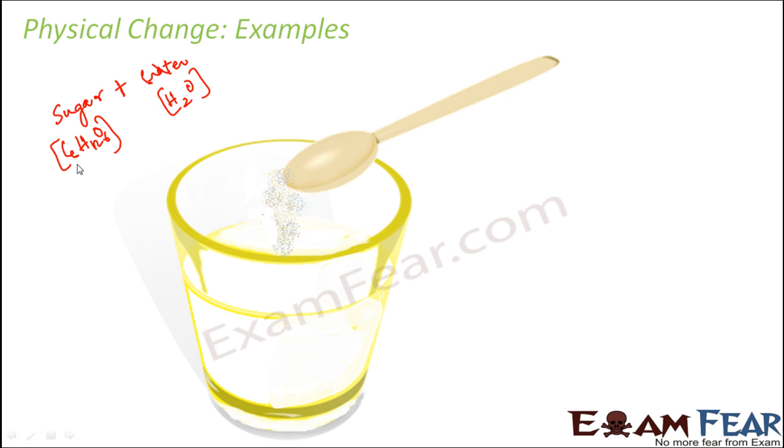Not only a sugar solution, if you think of a solution like salt and water, if you mix salt with water, then also you will get a salt solution, that is NaCl mixed with water. There also they do not really react with each other. If you start boiling the salt water, what happens? The water will evaporate and you will be left with the salt. So you can actually separate water and salt. So it is again a reversible process. So this is again a physical change.